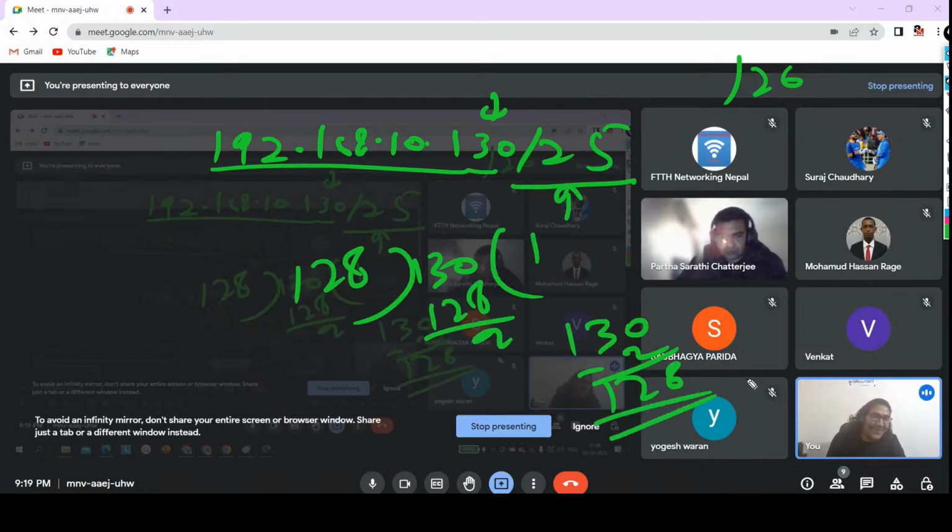If there is /26, the block size is 64. 64 plus 64 is 128, so the network ID is 128, right? This is how you can calculate the network ID in your mind. You just need to find the block size. After that, take the nearest number which is divisible into the value present in the last octet.